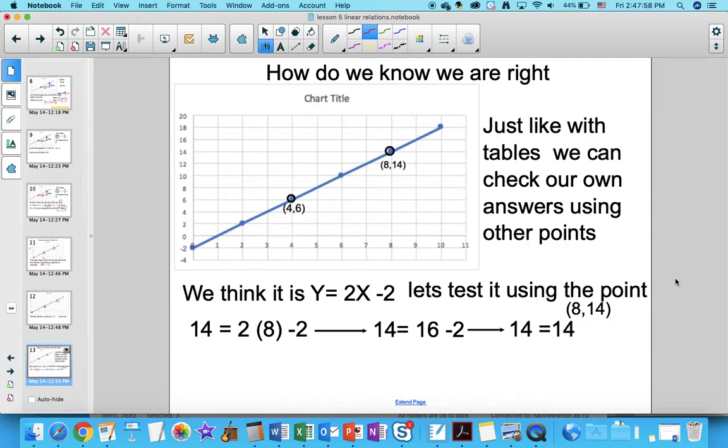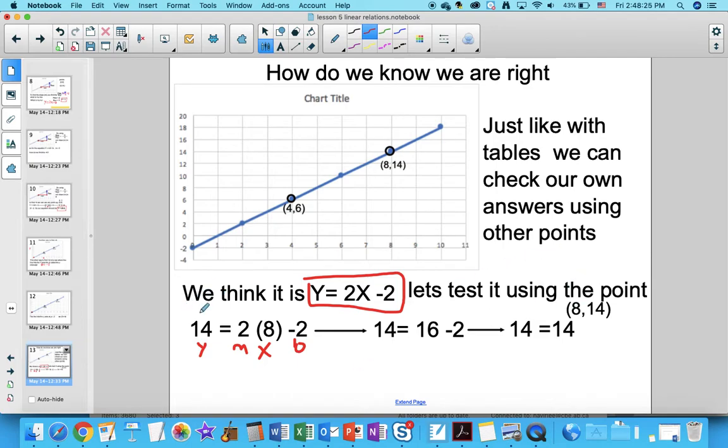So just like with tables, we can check our answer, right? So we think that the equation is 2x minus 2. And we know it is, but let's test it out anyway. You can just take another point and punch it in. So instead, I'm using 8 and 14 instead of 4 and 6. And I plug in 8. This is my x value, this is my m value, and this is my y value and my b.